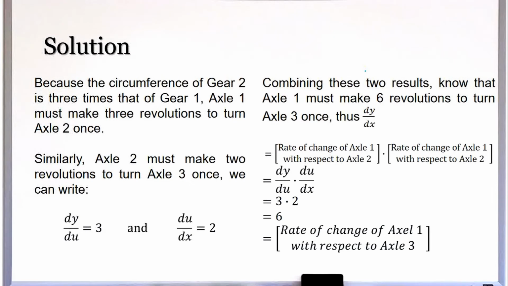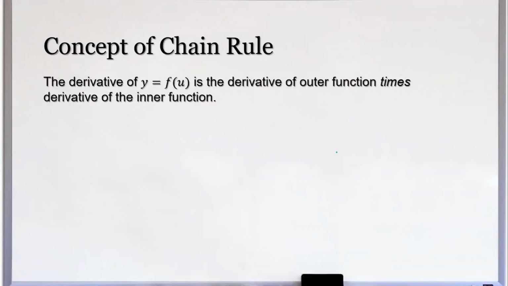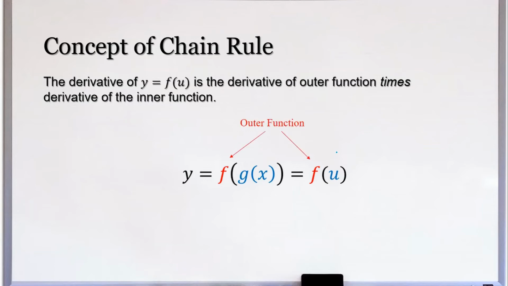It's 3 times 2, so it's 6. And the meaning of this 6 is the rate of change of axle 1 with respect to axle 3. Indirectly, we already proved that dy/dx equals dy/du times du/dx. And this is our chain rule. The concept of chain rule itself is just that the derivative of y equal to f(u) is the derivative of the outer function times the derivative of the inner function. For example, we have y equal to f(g(x)) equal to f(u), where f(g(x)) is actually a composite function. The one in red, which is f, is the outer function. The one in blue is the inner function.